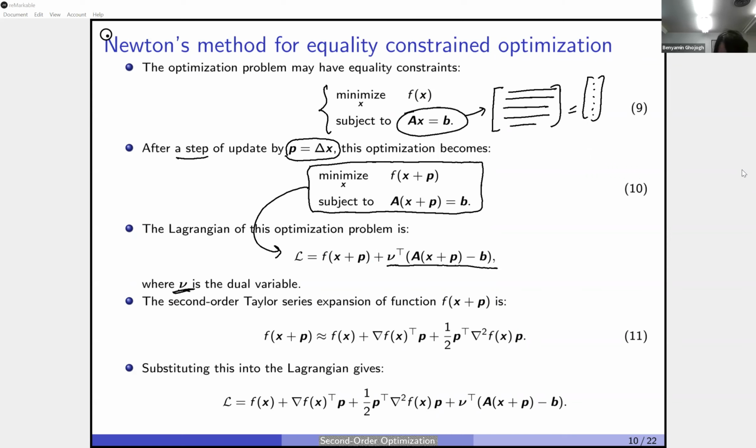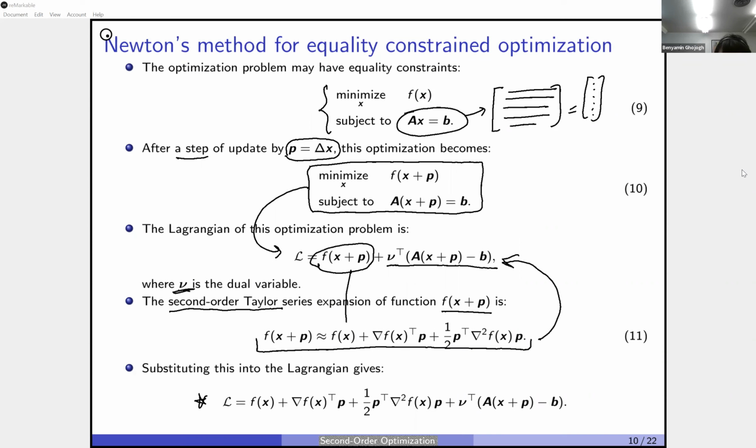Now let's consider the second order Taylor approximation of f of x plus p. It is f of x plus gradient of f transpose p plus the third term. Now let's substitute this second order Taylor approximation inside the Lagrangian. Rather than f, I put its approximation, and I get this. I'm repeating it here.